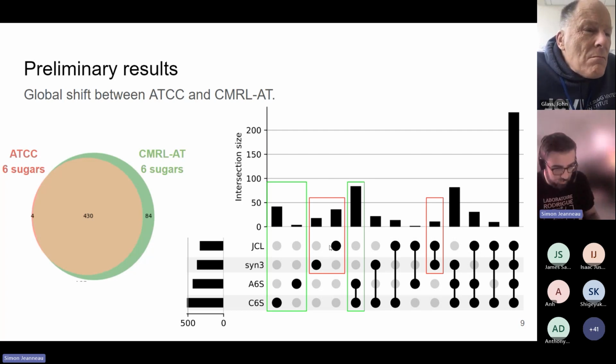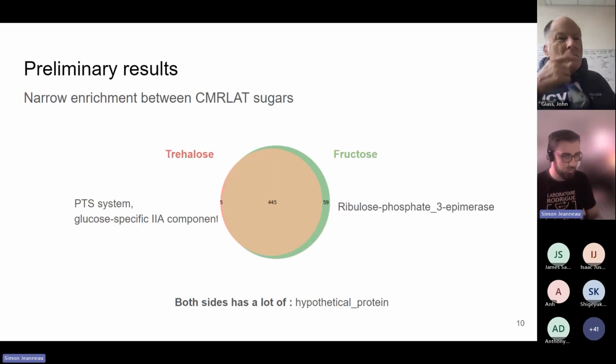But there are a couple of genes where there are discrepancies, and we have a couple of genes that are only essential in our condition and not at all in the models or in the literature. So there is a lot of investigation to lead at this point.